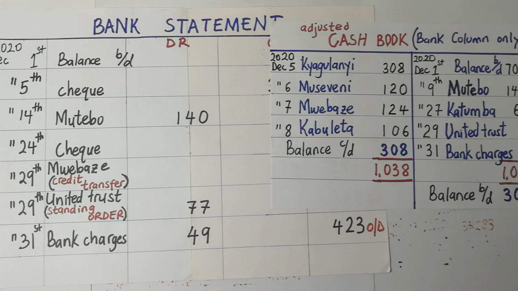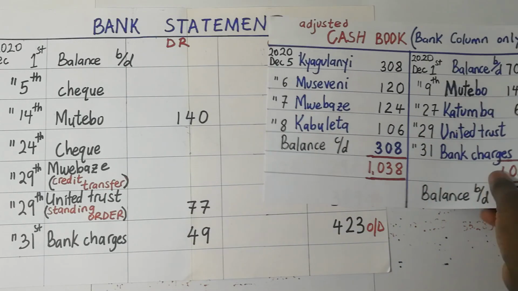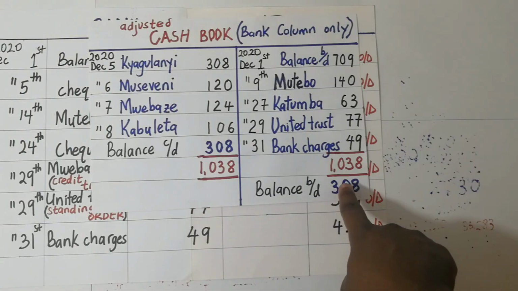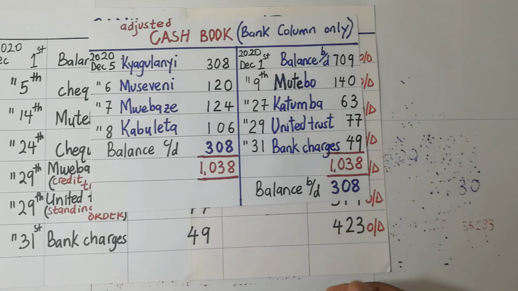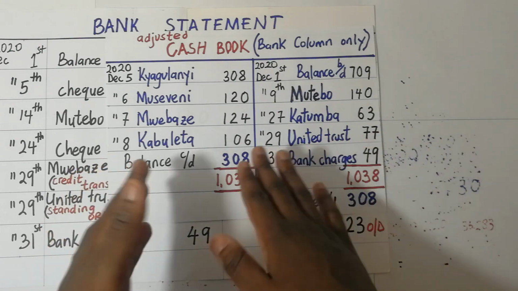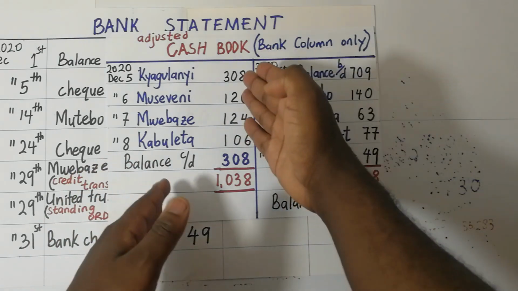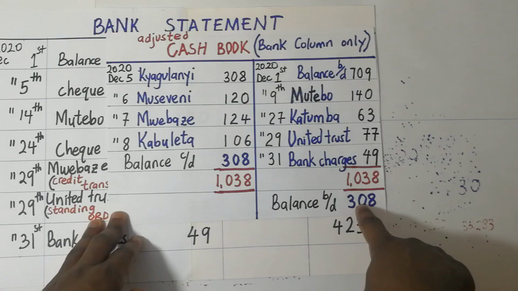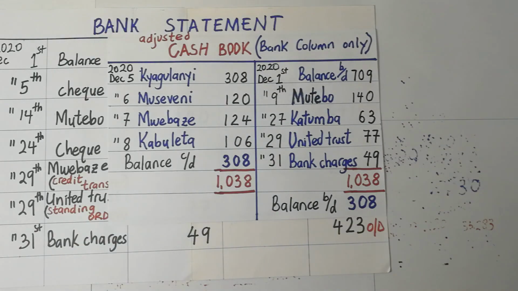Right before you is a bank statement and a cash book. If you look at this cash book right here, you're able to see that it has a credit balance. Now we all know that cash books normally have debit balances, or in other words, the cash account normally has a debit balance, cash being an asset. The normal balance for assets is debit, but in this case, when you look at this cash book, we've only extracted the bank column. So the bank column, according to this, is showing a credit balance of 308 shillings.